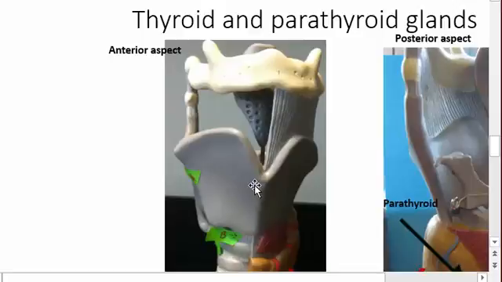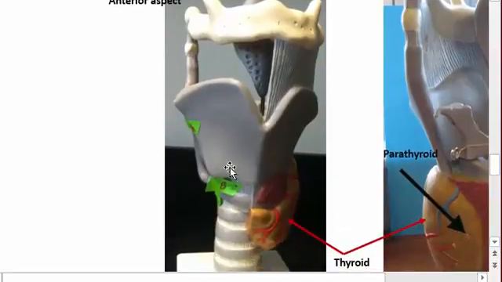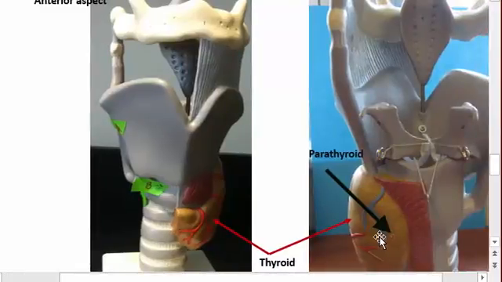Here we are looking at the front aspect of the larynx. So this is the thyroid gland on the anterior aspect, also seen on the posterior aspect up here. And then on the posterior aspect, on one side, the other side is not shown, you can see the two small parathyroid glands. Once again, you should know the functions of these glands and the hormones produced by them.